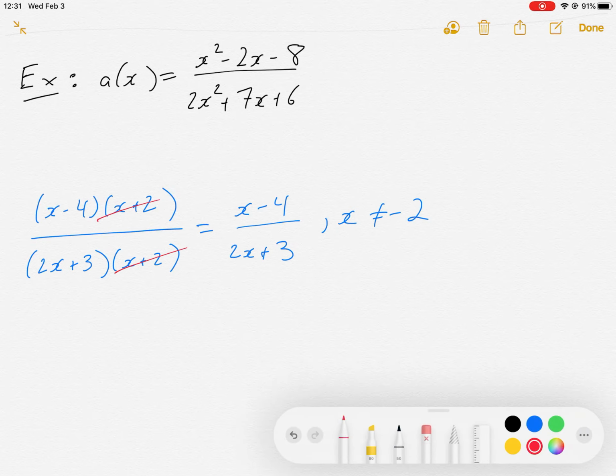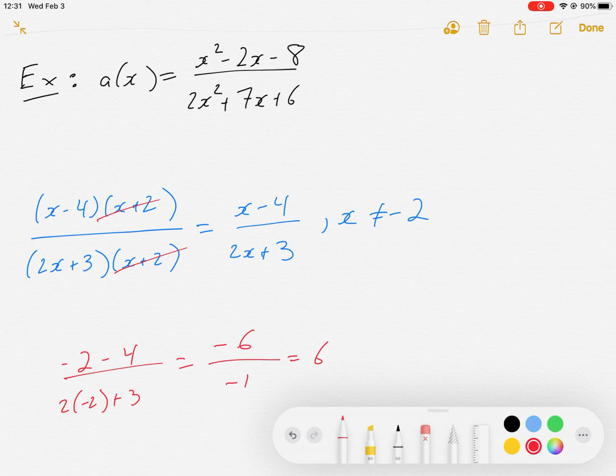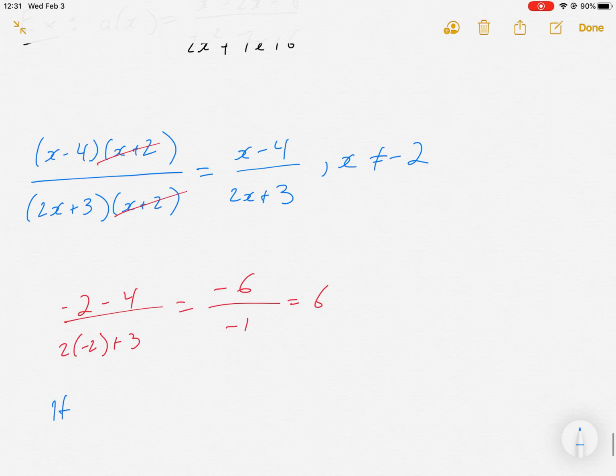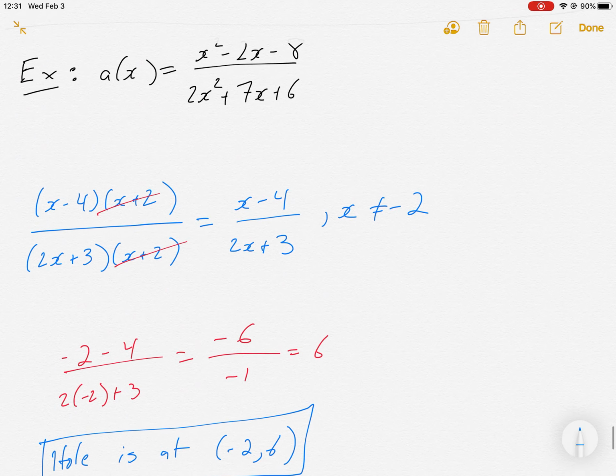Discontinuity when x is -2. Let's go ahead and plug -2 in. So -2 minus 4 over 2 times -2 plus 3. I end up with -6 over -4 plus 3, which is -1. So in this case, the coordinates for the hole in the graph would be -2, 6. And so that's all that's required with finding the hole.